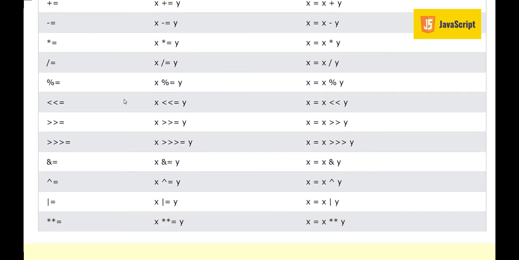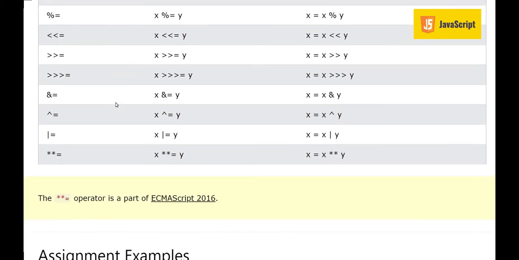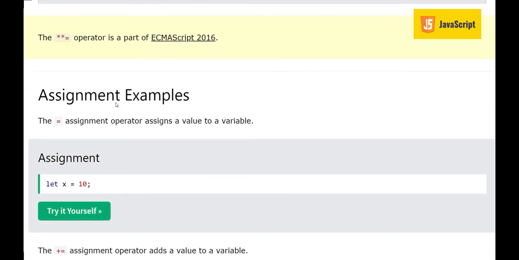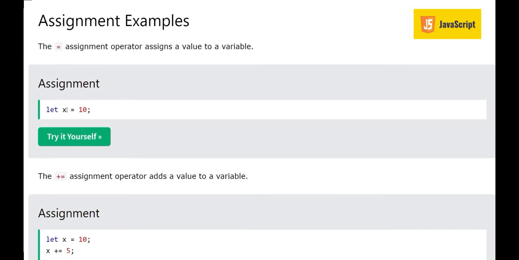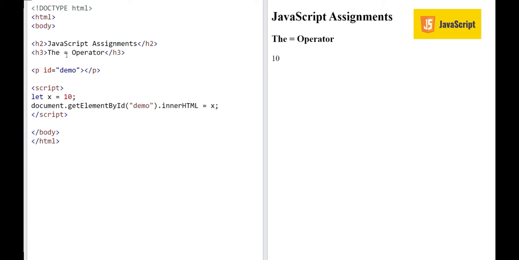So let's look at some examples which are most commonly used in JavaScript programming. As I told you, the equal to sign assignment operator is the most commonly used, and it assigns a value to a variable. Let's look at this example here.